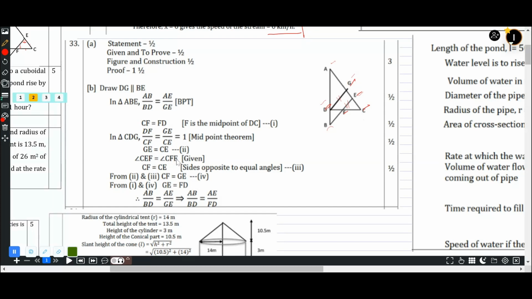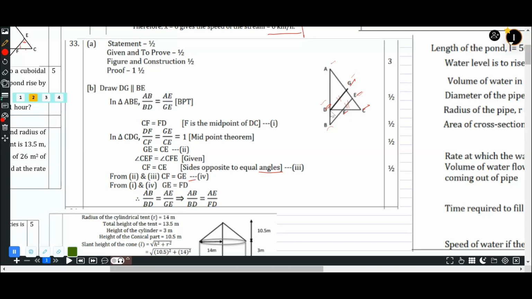Angle CEF is equal to CFE, this was given. So CF is equal to CE. So we have proved the similarity in this triangle. And from here we get CF is equal to CE, sides opposite to equal angles. From 2 and 3 we get CF is equal to DG.